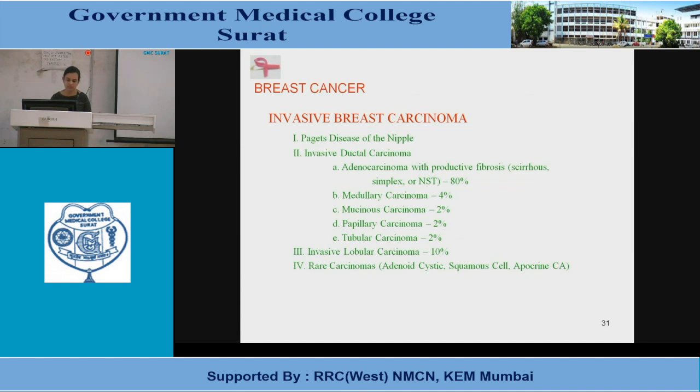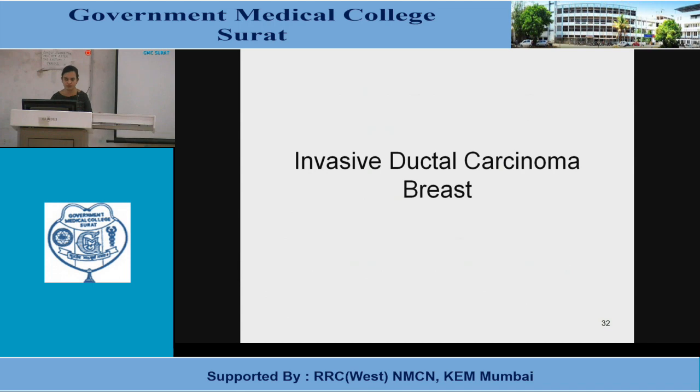Second, in the special type category, we will again have nomenclature known as medullary carcinoma, mucinous carcinoma, papillary carcinoma, tubular carcinoma, then invasive lobular carcinoma. So, invasive ductal carcinoma and invasive lobular carcinoma are basically 2 different carcinomas according to the origin of their cells. And the last one comes the rare carcinomas, that is adenoid cystic type, squamous cell type, or the apocrine carcinoma. So, first of all, we'll discuss invasive ductal carcinoma breast.